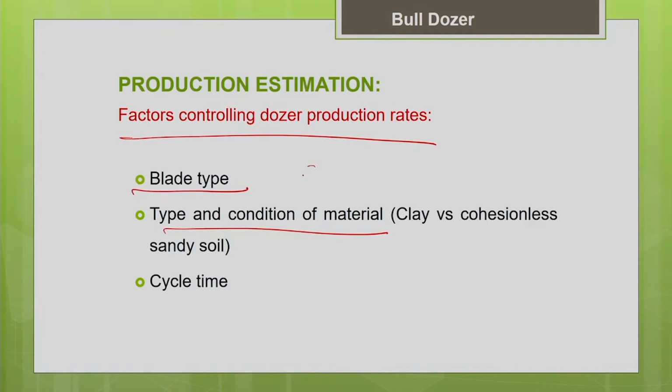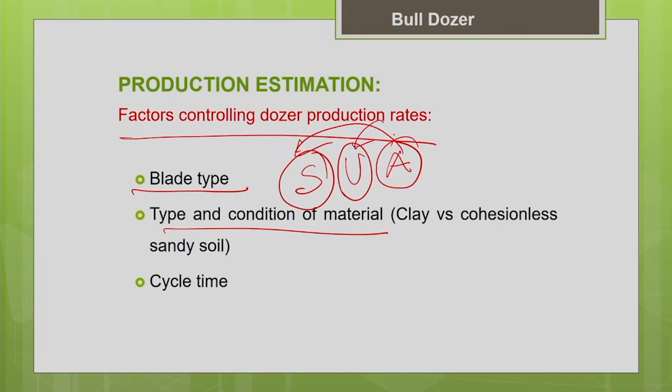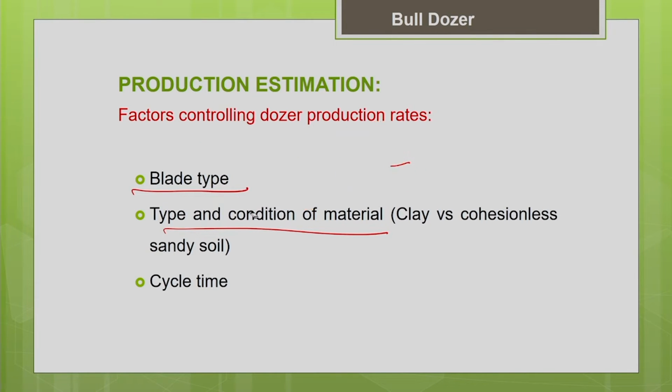We have different types of blades: straight blade, U blade, angle blade. As I told you, for hard terrain, the straight blade will give you high productivity. For average terrain with loose soil, I can use the U blade, which will be more productive. The angle blade is for special applications and is not that productive in earth moving compared to the straight and U blade. So depending upon the blade type, your productivity will vary.